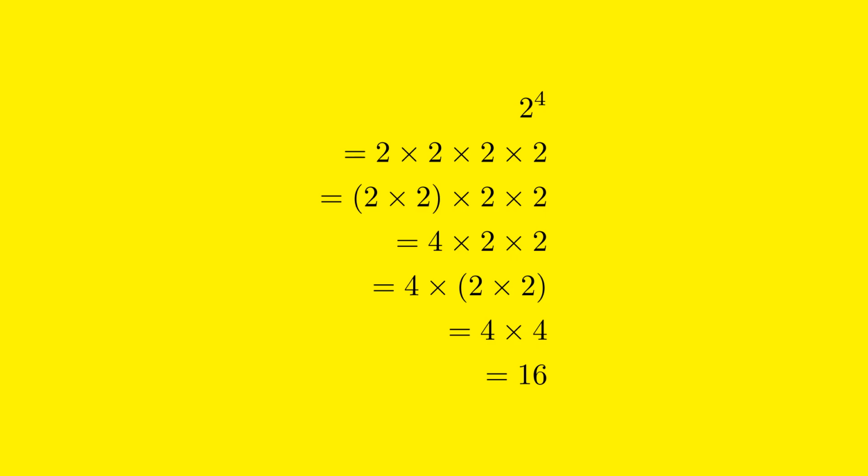The last step is to multiply 8 by the last 2 in our original series. When we perform the multiplication 8 times 2, we get the final result of 16. So 2 times 2 times 2 times 2 simplifies to 16. This is the final step in simplifying the expression. We have transformed the repeated multiplication into a single number, which is 16. So the simplified form of 2 raised to the power of 4 is 16.